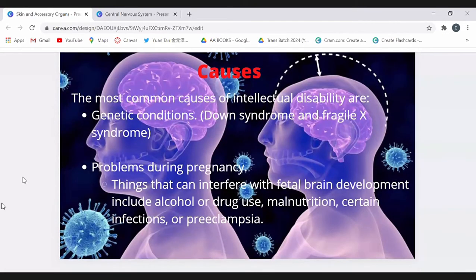Okay, the most common causes of intellectual disability are genetic conditions such as Down syndrome, Fragile X syndrome, the Prader-Willi syndrome, and problems during pregnancy that interfere with fetal brain development such as alcohol or drug use, or malnutrition, or certain infections. Next slide, please.